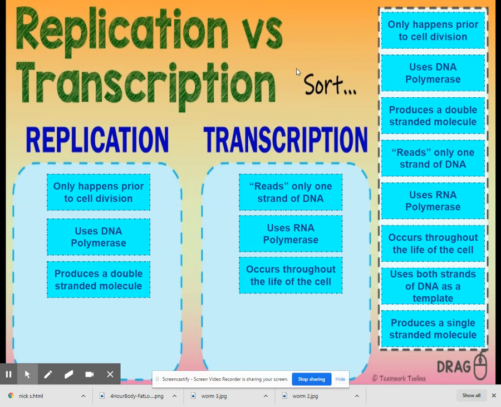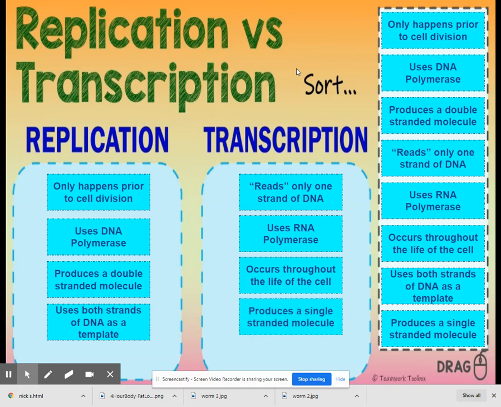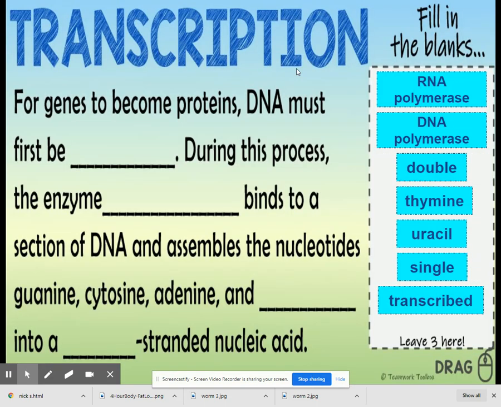Uses both strands as a DNA template. Again, that goes with replication because we're using both sides. We have to make the identical copy. And then produces a single-stranded molecule that belongs in transcription. And like I said, we're going to continue on the next slide as well with the fill in the blank.